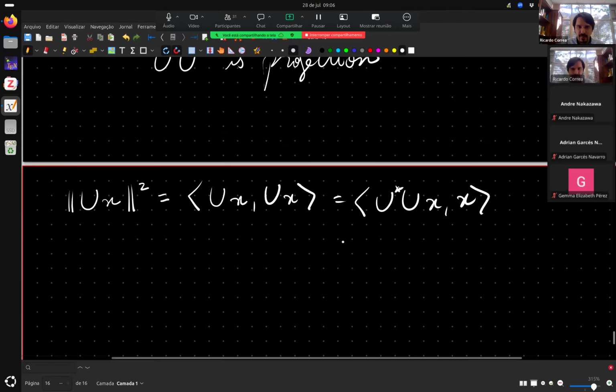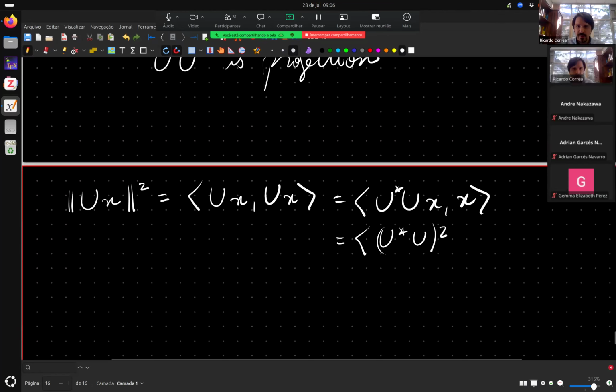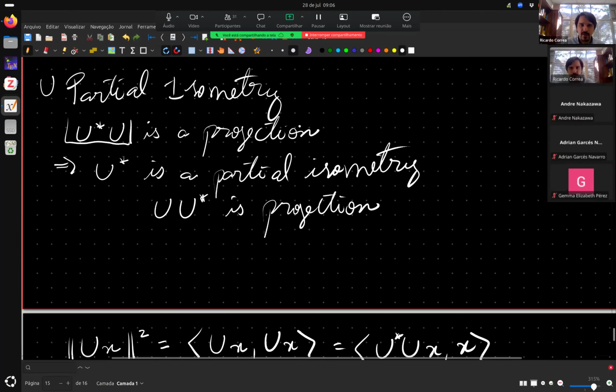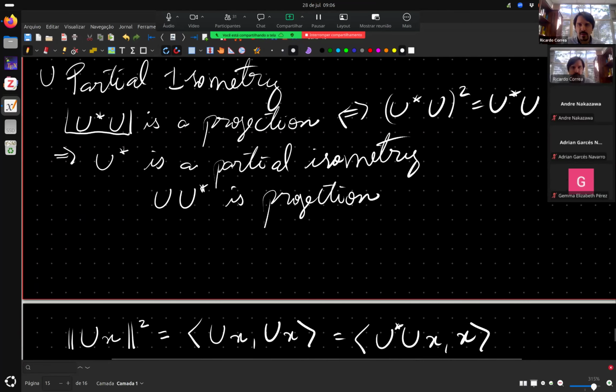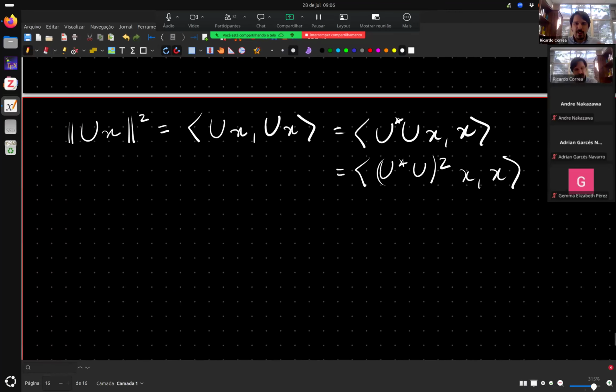But because U is a partial isometry, we know that U star U is a projection, which means this is the same as U star U squared x, just because the operator is the same. That this operator is a projection is the same thing as U star U squared equals U star U. The distinction between orthogonal projection and projection will not show up, because U star U is automatically self-adjoint, so in particular it is an orthogonal projection.